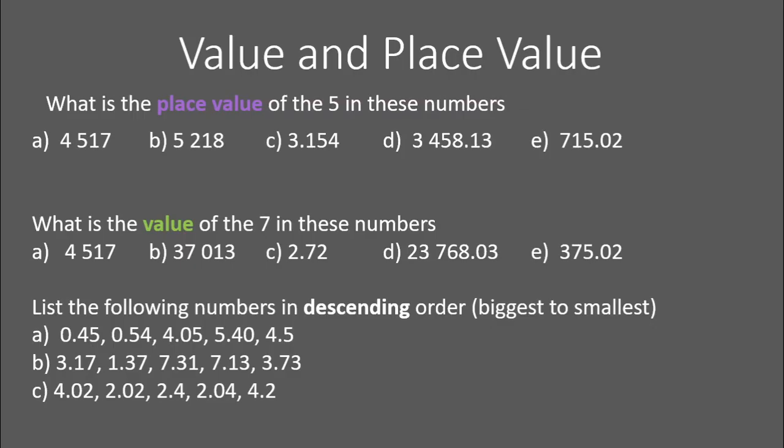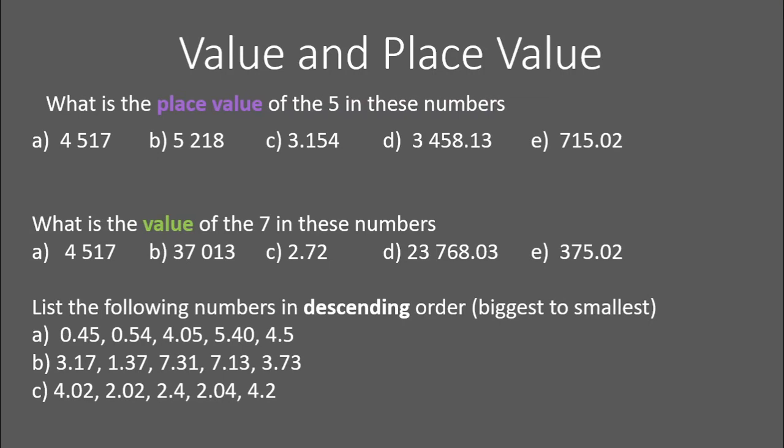Now it's your turn. Time for some practice. So what is the place value of the 5 in these numbers? Place value, is that the value or is that the position? And then what is the value of the 7 in these numbers? That should be clear, the value. That's the value, not the position. And then finally, list the following numbers in descending order. Some more good vocabulary for you again. Descending means going down, so biggest to smallest. Hit pause now and give that a go, and hit play when you're ready to see the answers.